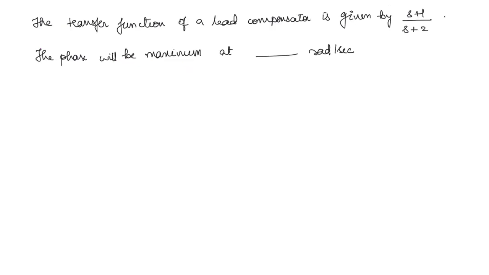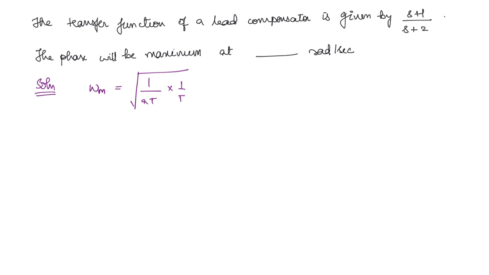The next question, the transfer function of a lead compensator is given by (s + 1) / (s + 2). The phase will be maximum at dash radian per second. So that means you have to find out omega m, the frequency at which maximum phase shift occurs. Okay. So what is the expression for this? Omega m is the root of 1 by aT into 1 by T, which is the geometric mean of both the corner frequencies.